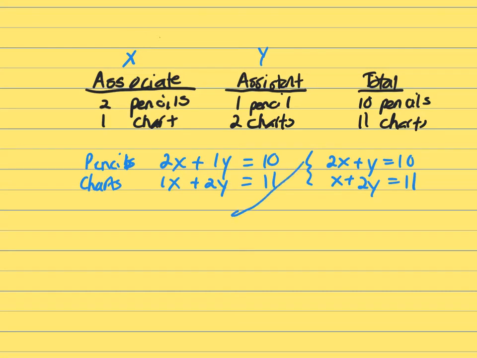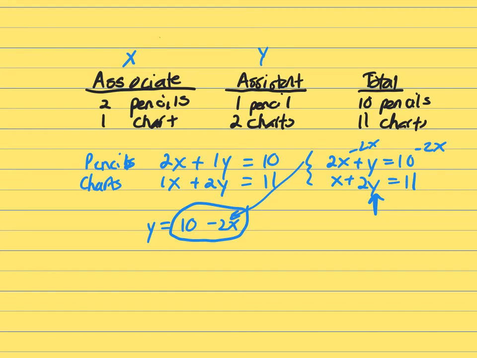Let's take that top equation and solve for Y. Y equals 10 minus 2X. I subtracted 2X from both sides. And let's take this expression for Y and plug it in there. This is called the substitution method. You could also do elimination, but I thought this might be faster.